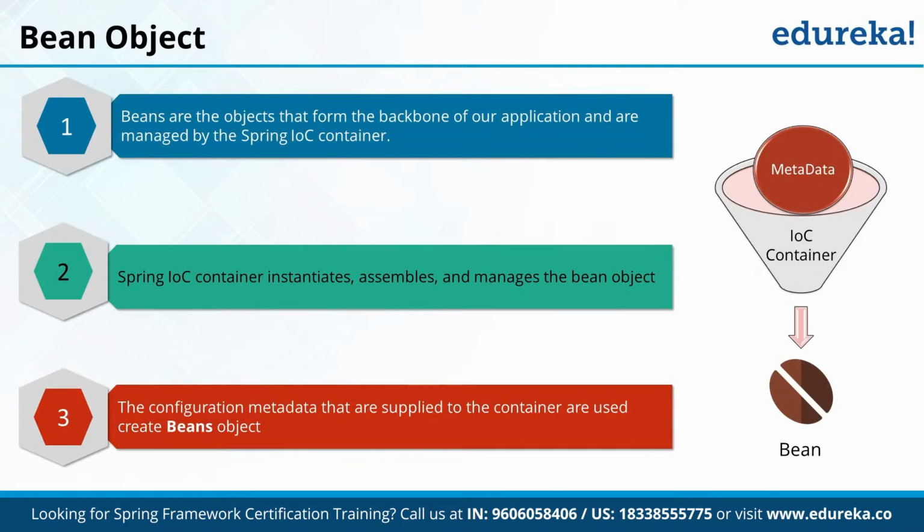Further, Spring IOC container will be the one who will be responsible to instantiate, assemble, or manage the life cycle of your entire bean object. The configuration metadata and the bean is given to the Spring container so that we can get the constructed bean object, right? So what is happening over here? IOC container is gonna take the metadata, right? And thereafter it's gonna give us the bean.